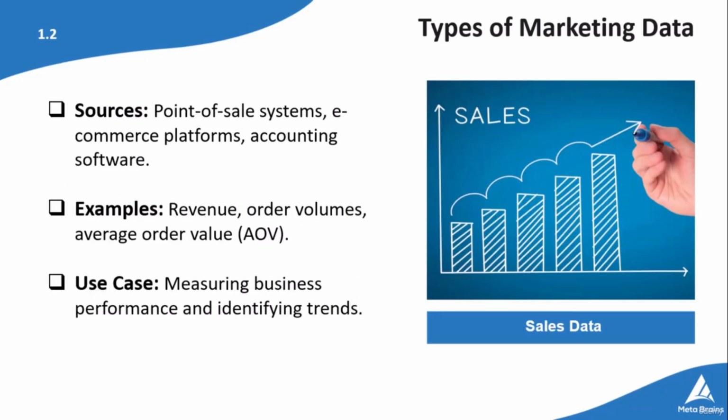Following that, we have sales data, which is another essential category sourced from point-of-sale systems, e-commerce platforms, and accounting software. This data includes metrics such as revenue, order volumes, and average order value. Sales data helps businesses measure performance and identify emerging trends.